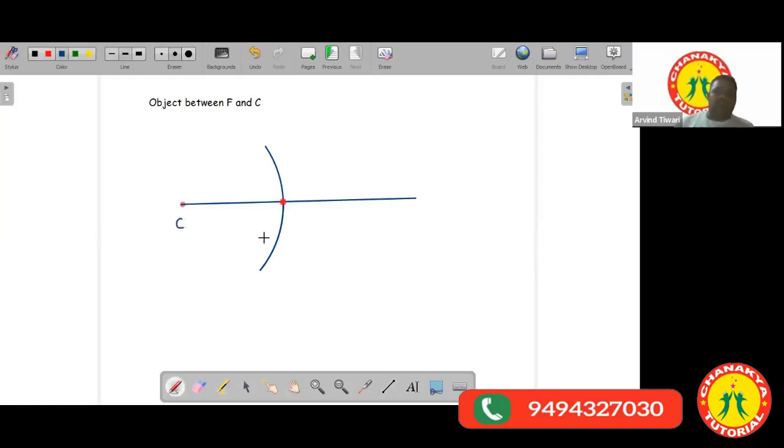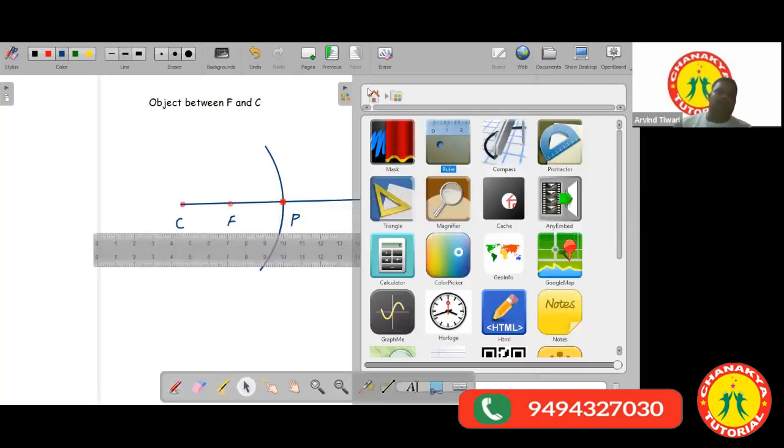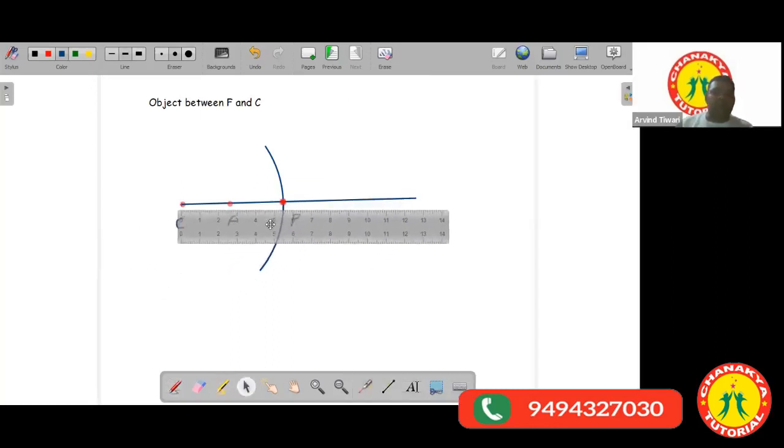Again you have the center of curvature, pole, and focus. You can use your ruler when you draw your diagram. See the distance between pole and center of curvature, and at exactly midway, plot your focus. Now keep the object between C and F, anywhere between C and F.